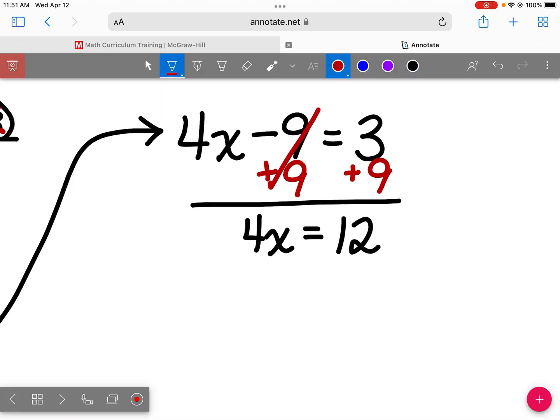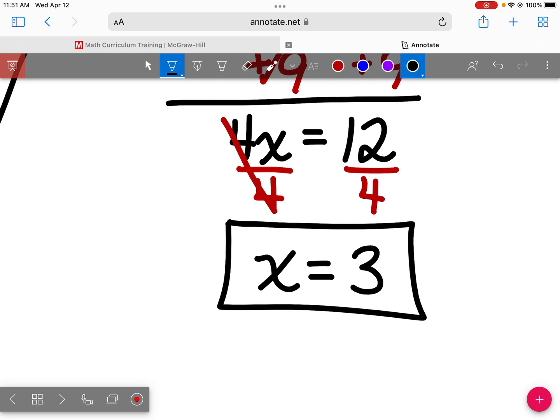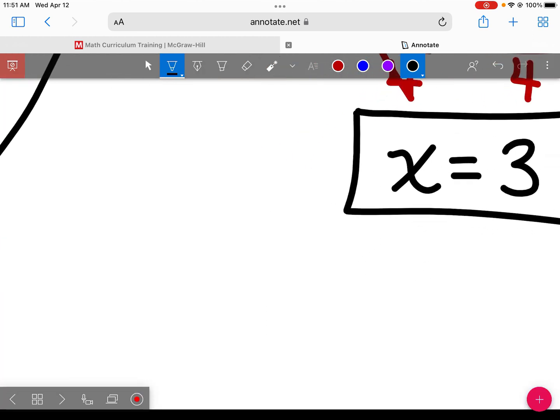How do I get x all alone? Divide by 4 on both sides. What's 12 divided by 4? So x equals 3. Am I all the way done with all the steps? We have to check it. What are we checking for again? Extraneous solutions. How will I know if it's an extraneous solution?